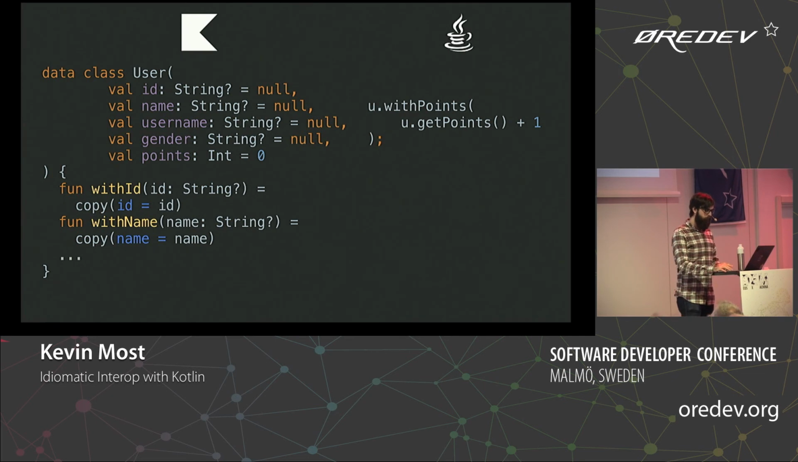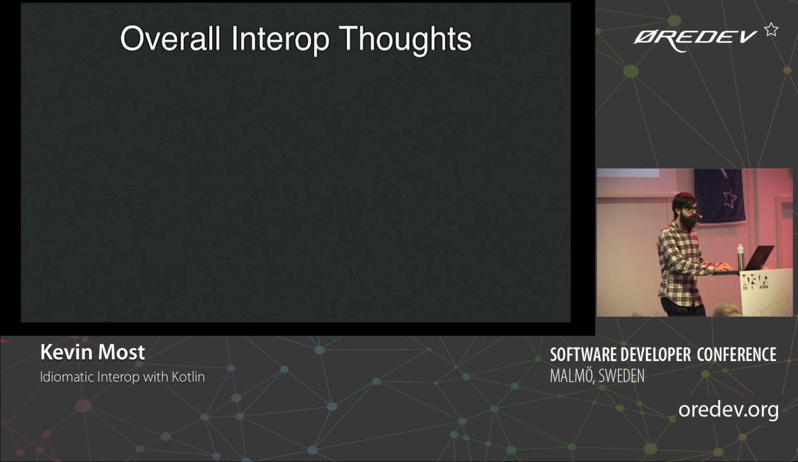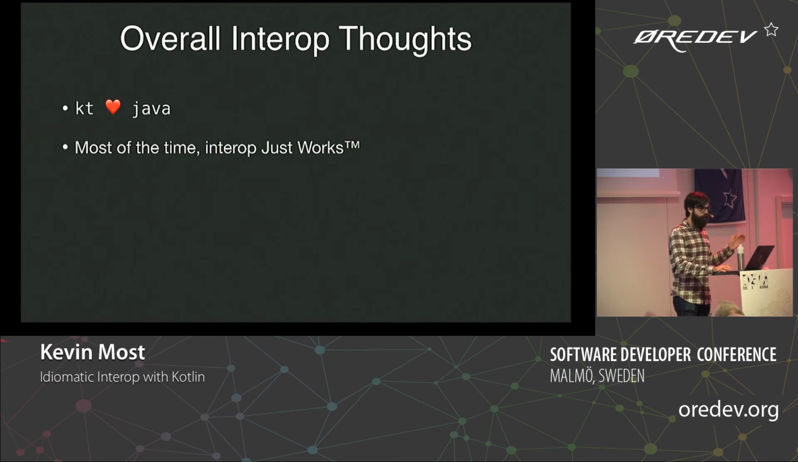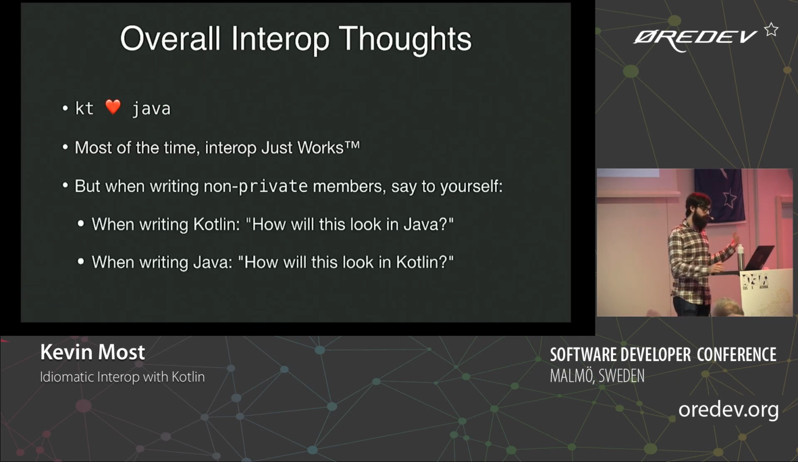So that's kind of all the tips I have right now, but overall I just want to touch on it again from a 1,000-foot view, and interop works really well between Java and Kotlin. It's most of the time perfect. You just have to think about a few edge cases that I outlined. So when you're writing a non-private thing in either language, it's good to ask, how does it look in either language? How will it look in the other language, right?